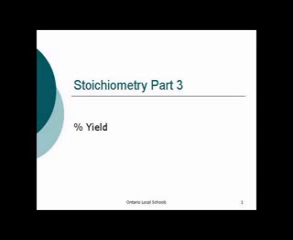Welcome to the video podcast series on stoichiometry. This is part 3. We're going to deal specifically with percent yield in this portion. As we do that, we are going to use a limiting reactant stoichiometry problem as the source problem for how we deal with percent yield.